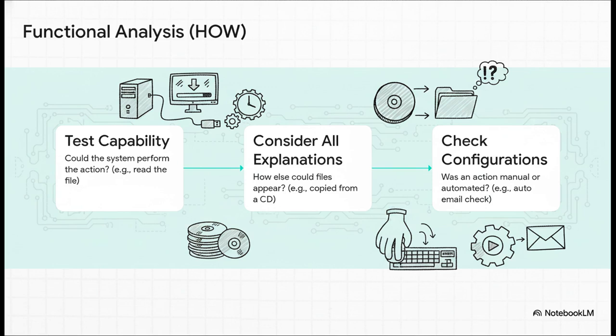And the third piece of the puzzle is functional analysis, the how. This is all about what was technically possible and what wasn't. For instance, could the suspect's computer even open the files in question? Was it possible the files came from a disk instead of the internet? Answering these questions is critical for separating what could have happened from what actually did happen.